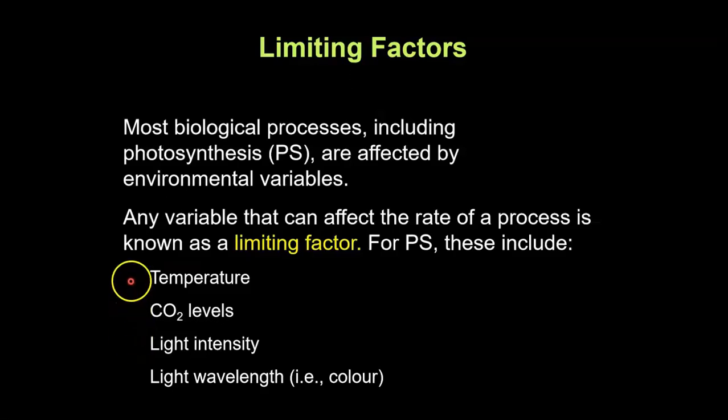With temperature, it's not so simple. Very low temperatures will stop photosynthesis, but very high temperatures will stop it as well. So there's going to be an optimum there. And light wavelength is something that we need to look at because that's more complicated than any of those other three. But all of these are limiting factors. That is, if you have the wrong levels of them, photosynthesis will either slow down or stop altogether.